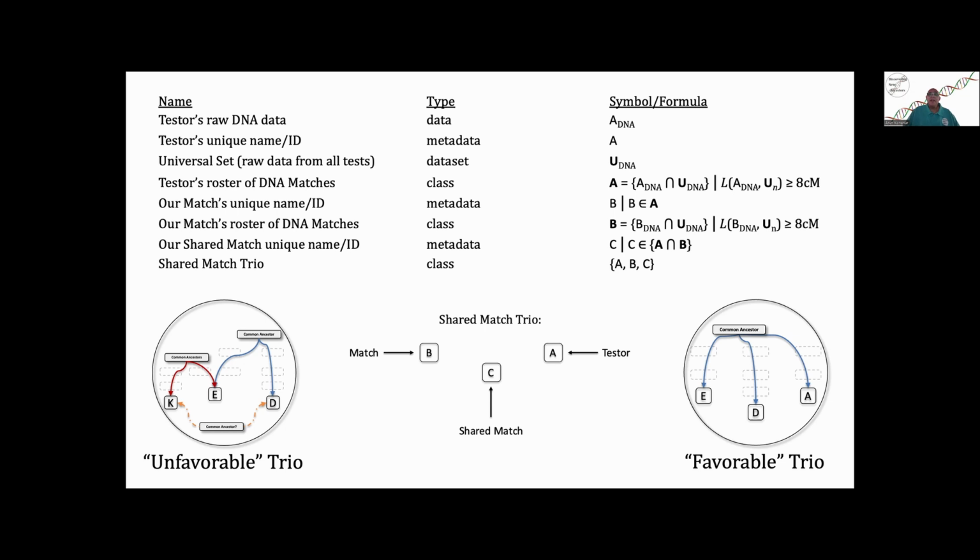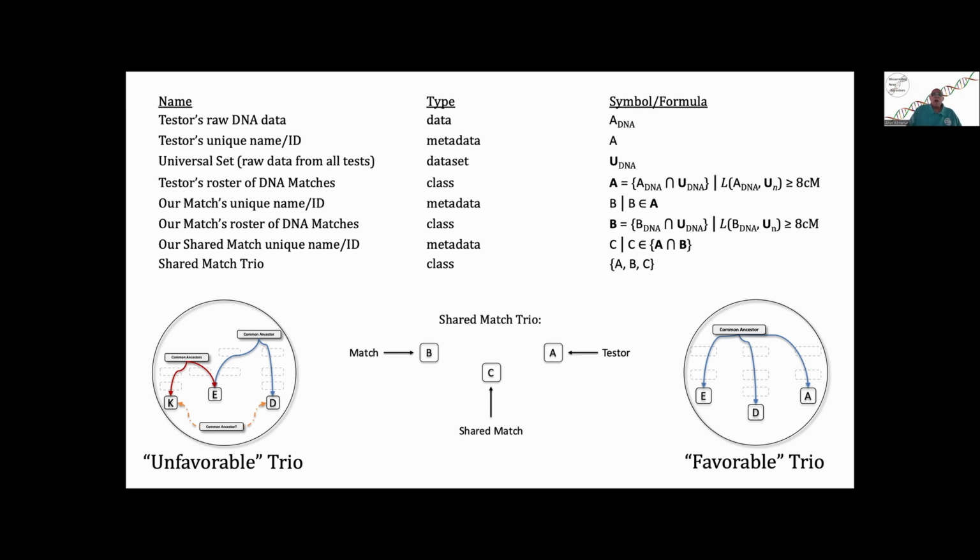Now that we've defined the elements of our shared match trio, we can define the trio itself as an unordered collection of those 3 elements. And I'm going to return to what that means later, but an unordered trio makes intuitive sense since the shared match trio is either going to be favorable or unfavorable, regardless of how we order the individual matches within the trio. It's still either a favorable trio or an unfavorable trio. So the order we talk about our elements in does not really matter.